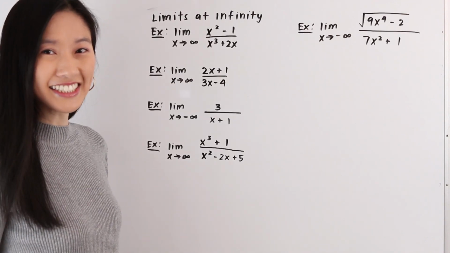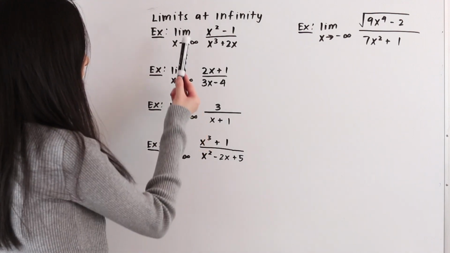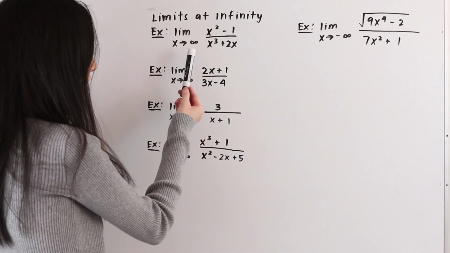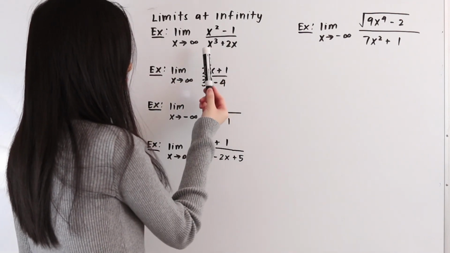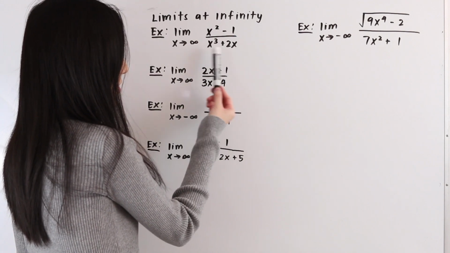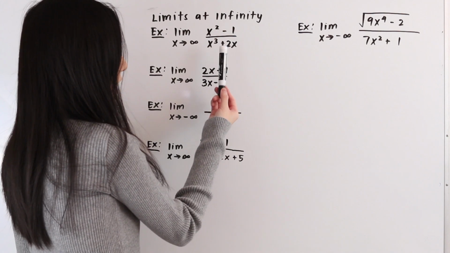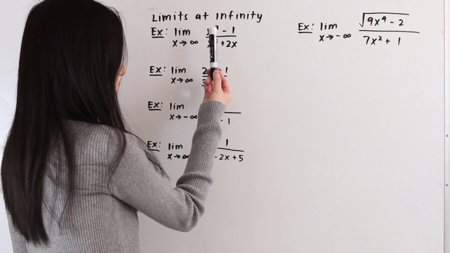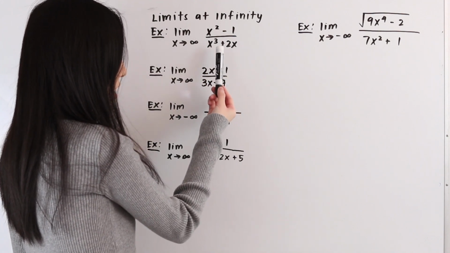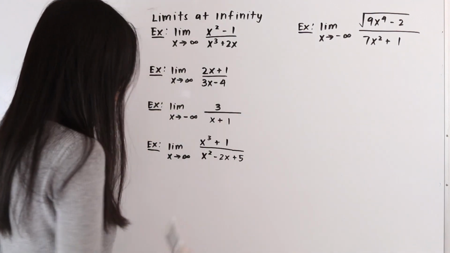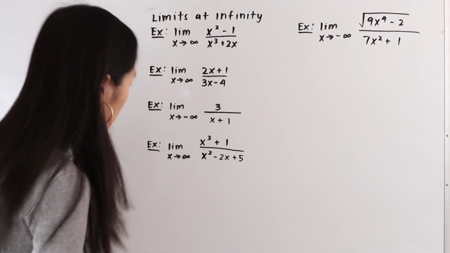So let's go ahead and take a look at these examples here. In this first example, we have the limit as x approaches infinity of x squared minus 1 over x cubed plus 2x. And so here we can see in the denominator we have a polynomial of degree 3, and in the numerator we have a polynomial of degree 2, so the degree of the bottom is greater than the degree of the top, so this means that this limit is equal to 0.